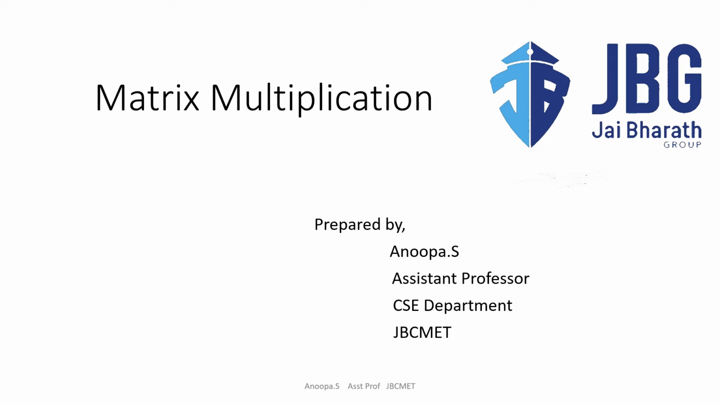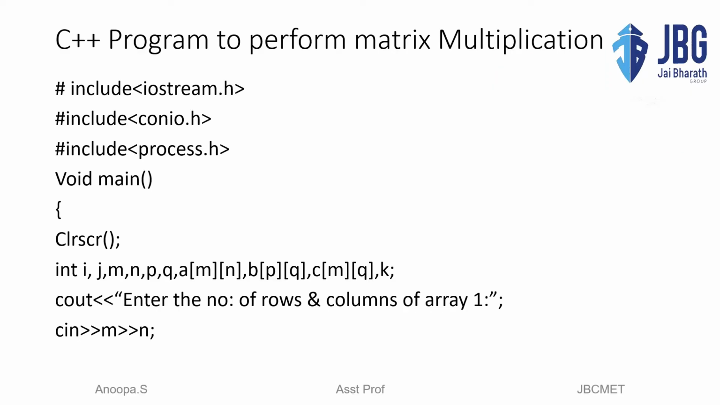Hope you have gone through the previous tutorial covering our multidimensional arrays and how to perform the matrix addition. So in this tutorial we are going to have a discussion on how we can write a C++ program for performing this matrix multiplication. So first we have to read two matrices. It is similar to what we have seen in the last tutorial for performing the matrix addition.